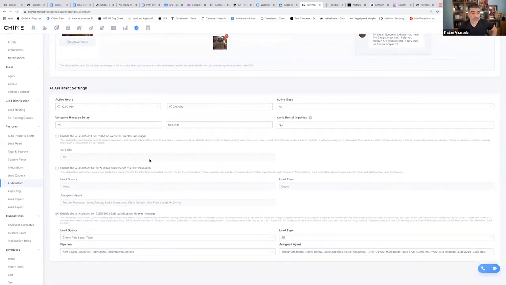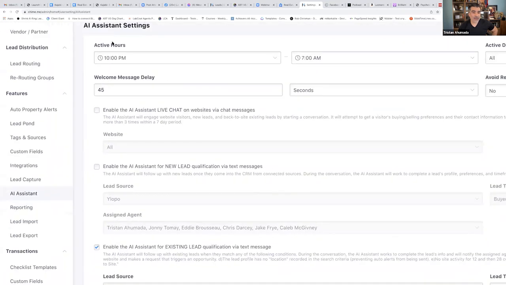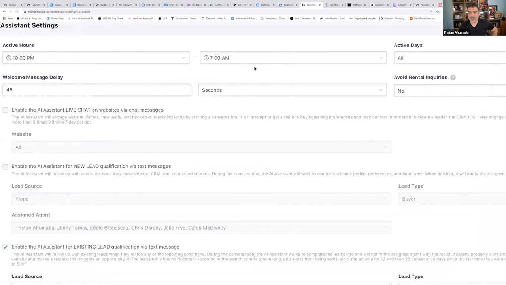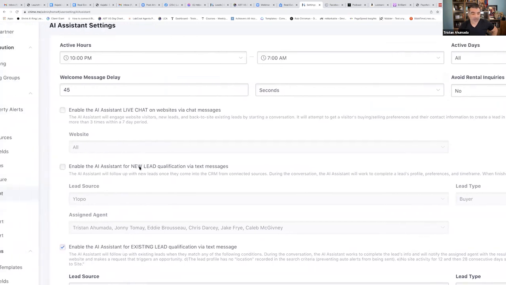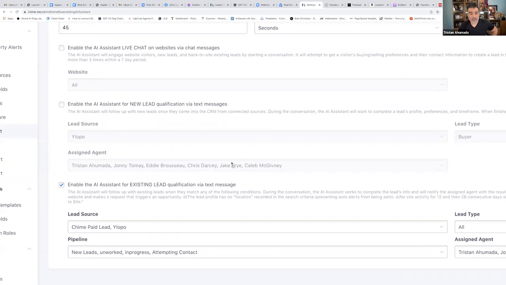And then here's the cool thing. I can have it active whenever I want, right? See here, it says active hours. I only have it at night, right? Because I know my agents are working the rest of the times. And I can decide if I want to enable the AI assistant for new leads, I can decide what lead source and whose leads they want to work, right?